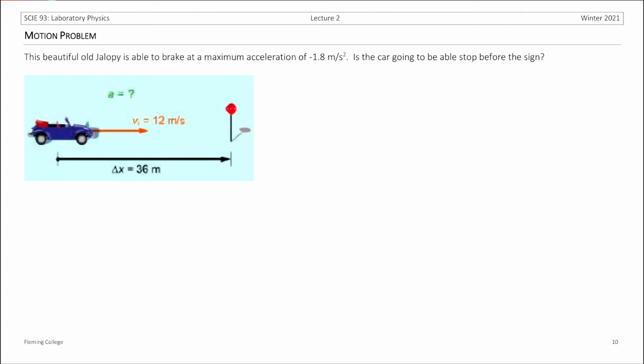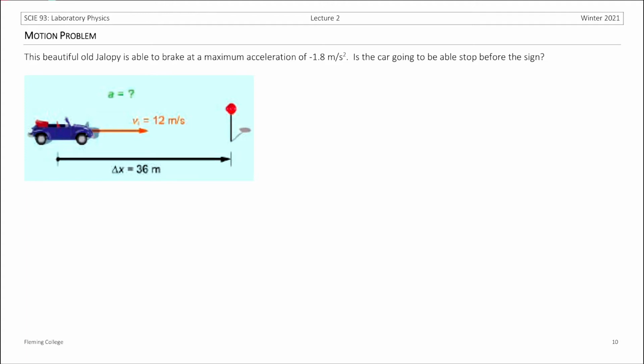So this beautiful old jalopy is able to brake at a maximum acceleration of negative 1.8 meters per second squared. Is the car going to be able to stop before the sign? So we need to make sure that we pull out the important information and decide what the question is asking us. We know that the velocity that the car starts with is 12 meters per second, and that it is currently 36 meters away from the sign.